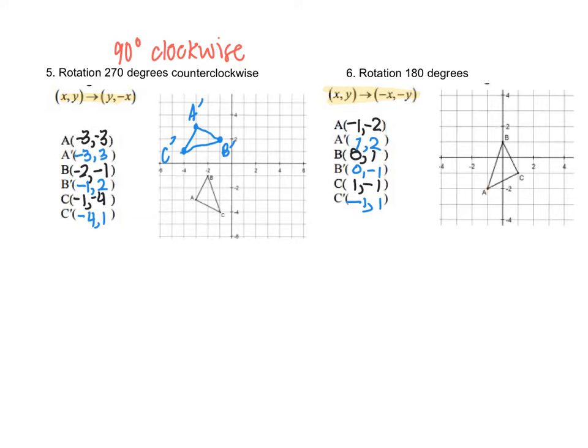So now when I plot my new points, A prime is going to be at 1, 2. B prime is going to be at 0, -1. And C prime is going to be at -1, 1. Connect our 3 points, and we have our new triangle.